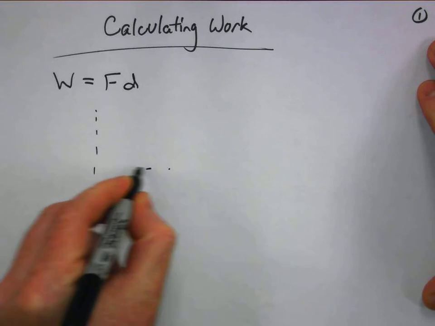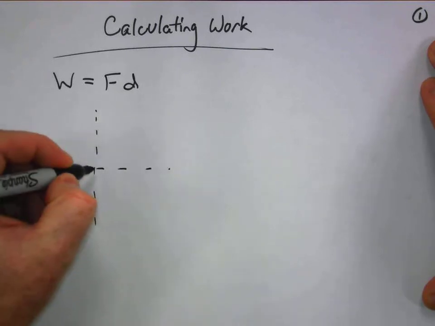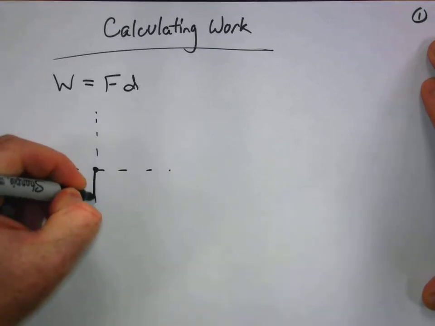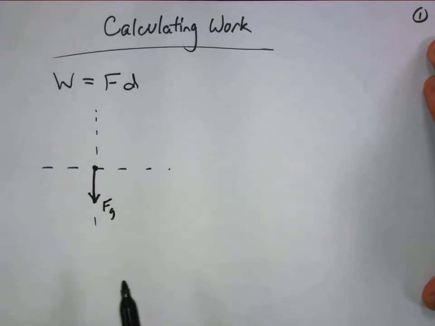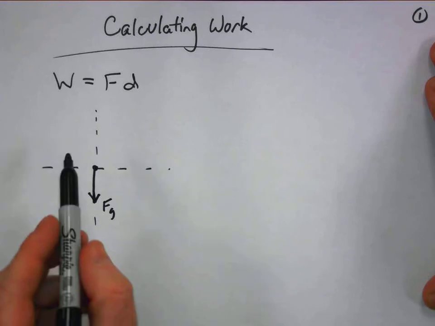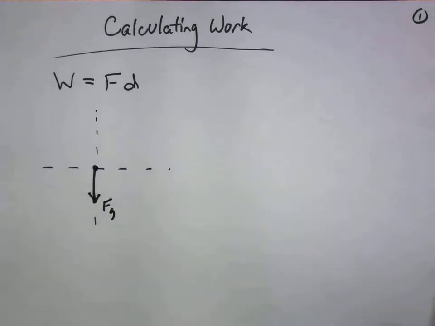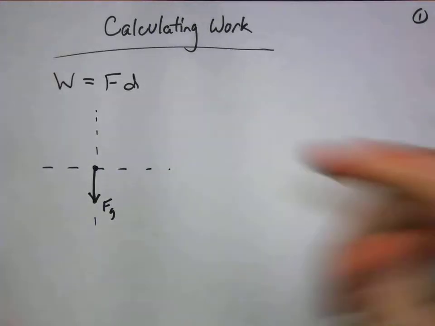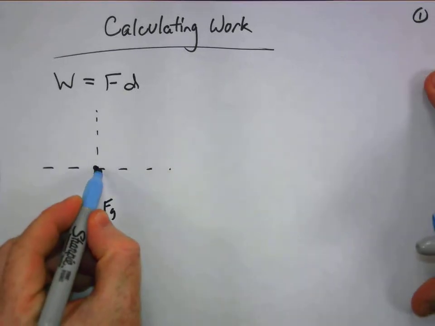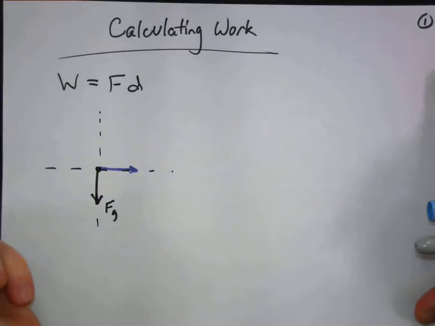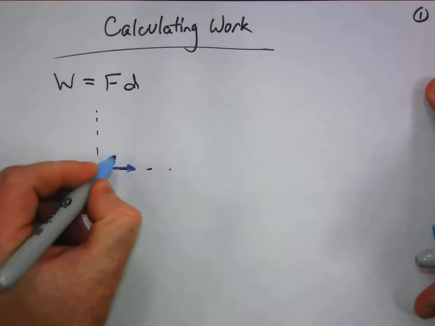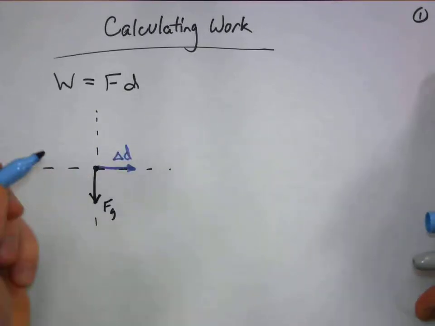I'll do a free body diagram, and we can have an object here, and it has weight. So there's the force of gravity. Well, what if this object is traveling in this direction? So I'll do a different color so it stands out. And this arrow does not represent a force. This arrow represents a motion, the direction of the motion. So it's traveling that direction. So there is the direction of the displacement.